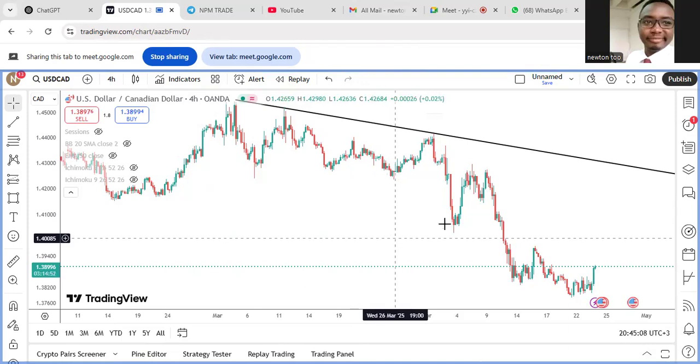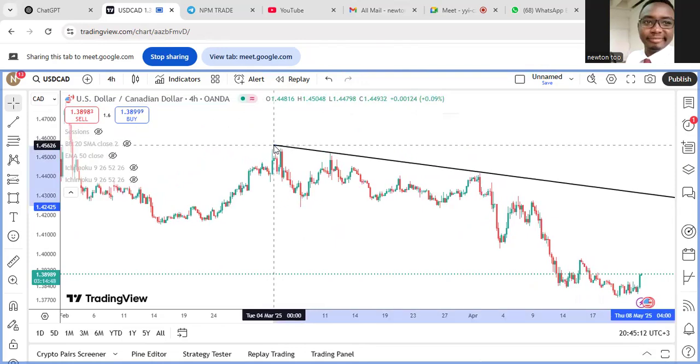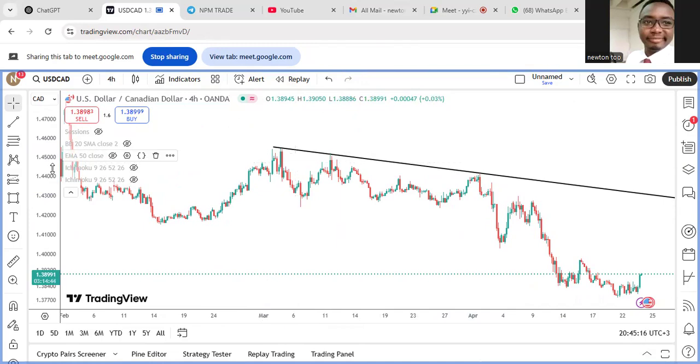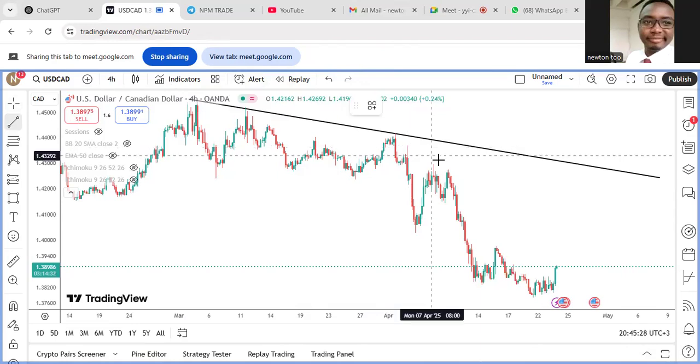You can see for example this one. This one is my first touch. I drew this one from here, my first touch and the second touch. First touch, second touch, third touch. So what I'm waiting for at the moment, or maybe tomorrow, is the third touch, the fourth touch.